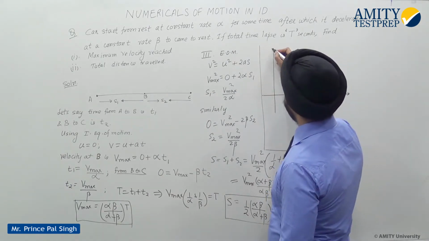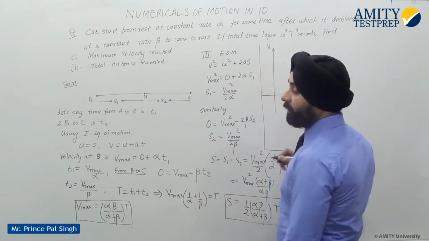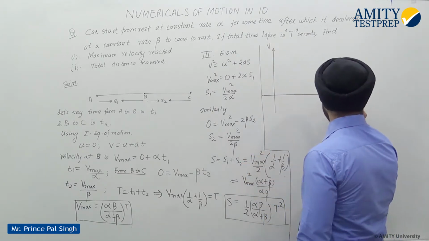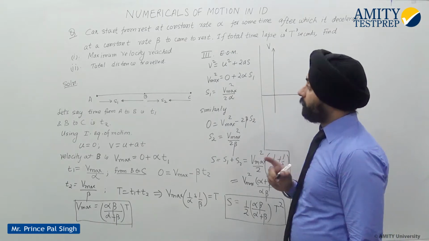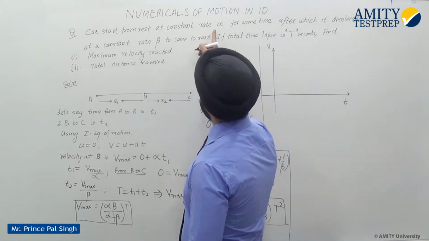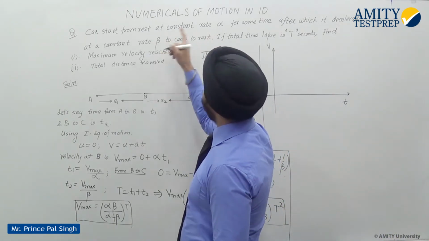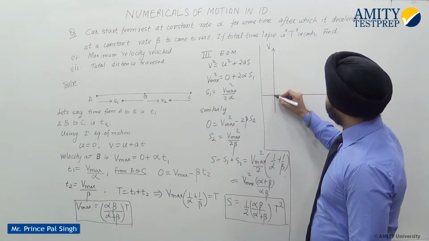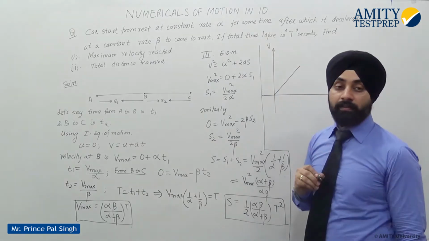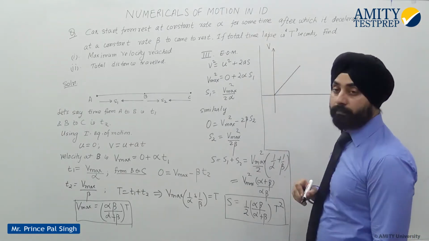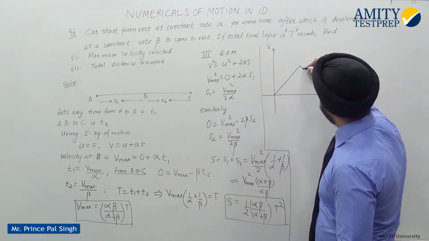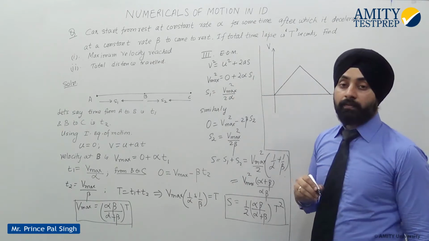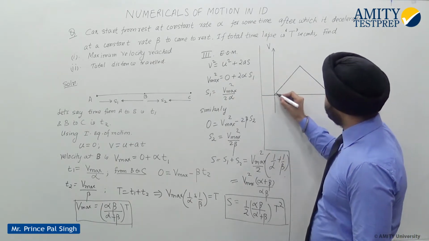So this is velocity on the y-axis and this is time on the x-axis. The car is starting from rest at constant alpha. It means that the graph will increase and will come to maximum and then it will decrease. Why? Because the velocity is decreasing.